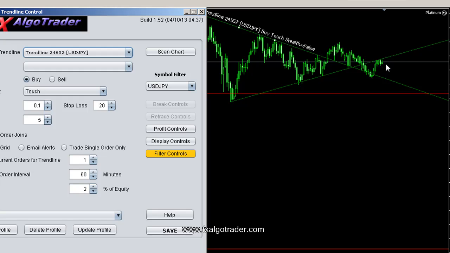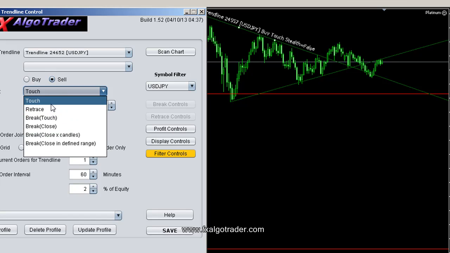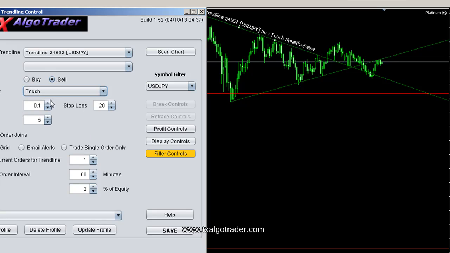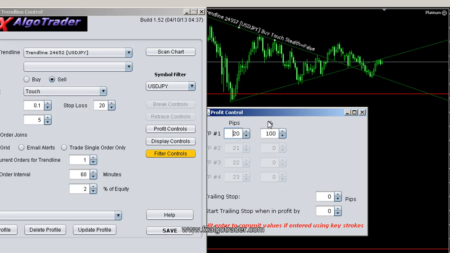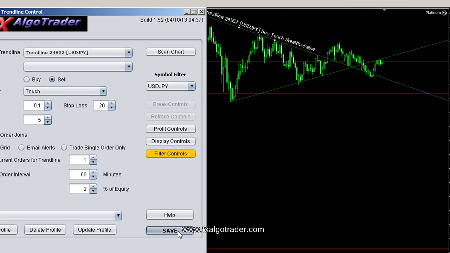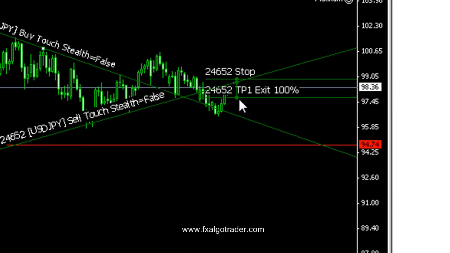to what we can do. Well, I think price could reject off this. So sell touch, 5 pip sensitivity, profit controls. We'll just use say a 100 pip profit target. Save those settings. Show the actual trigger grid on the chart so you can see where your stop loss and your levels are. You can see the trigger grid is here in green.